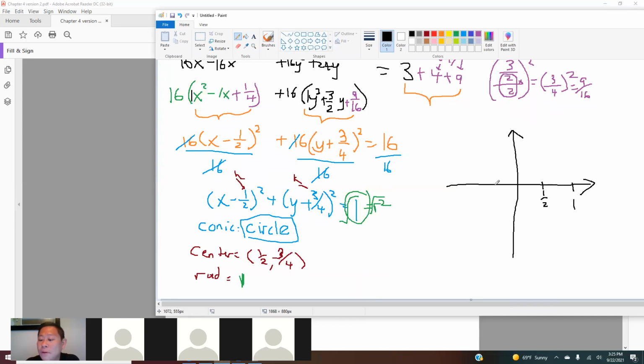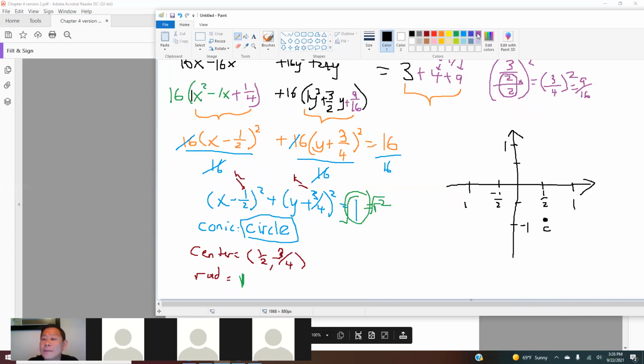So I put half scales in this case, so it'll be nicer. The center is 1/2, negative 3/4. 1/2 is here, negative 3/4 is here. So this dot is your center. Somewhere this is 3/4, somewhere half there. You say your radius is 1.